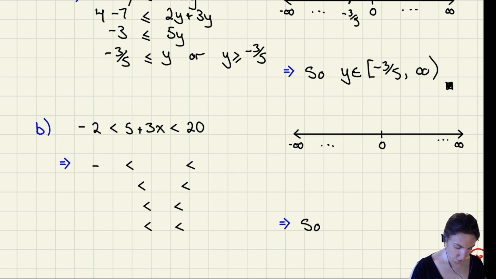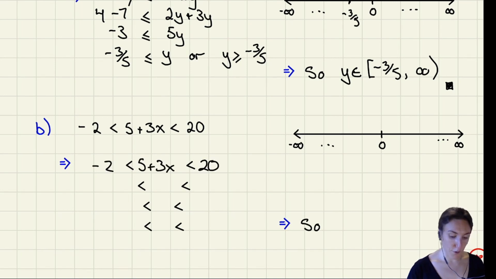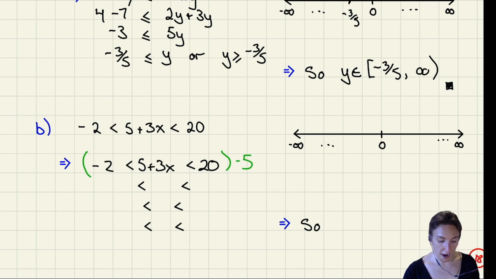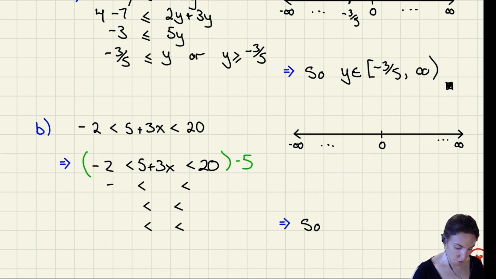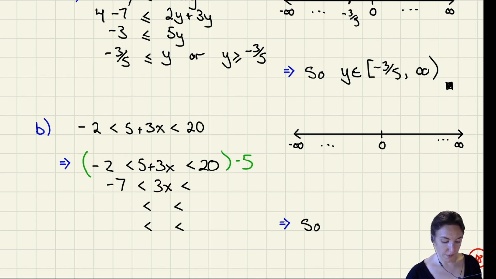We have this -2, 5 plus 3x, and 20. Now, for inequalities, it's almost like we have three separate parts here. So when I say I want to get rid of the 5, subtract it off, I'm subtracting it off in this part, and this part. Okay, so I am going to have -2 minus 5, so -7 on the leftmost part. I got rid of the 5 in the middle, and then on the right side, I have 20 minus 5, so I have 15. And now I'm almost there.